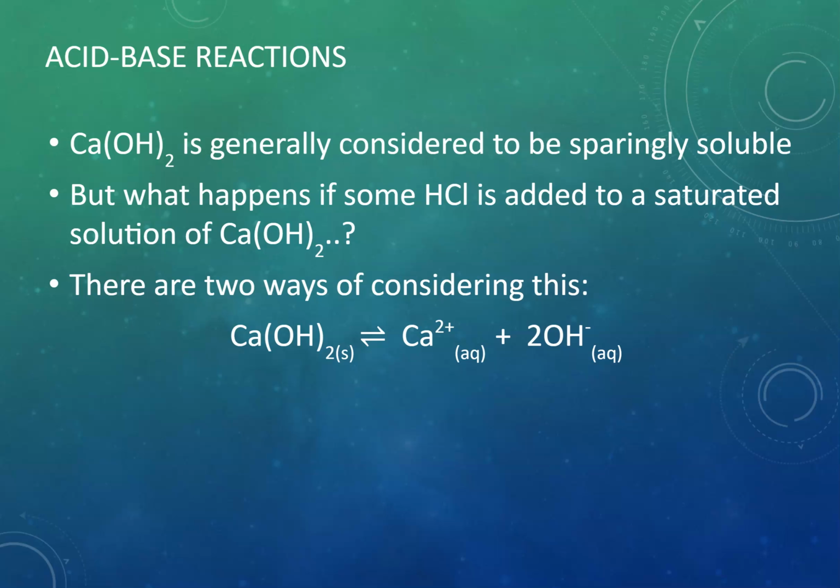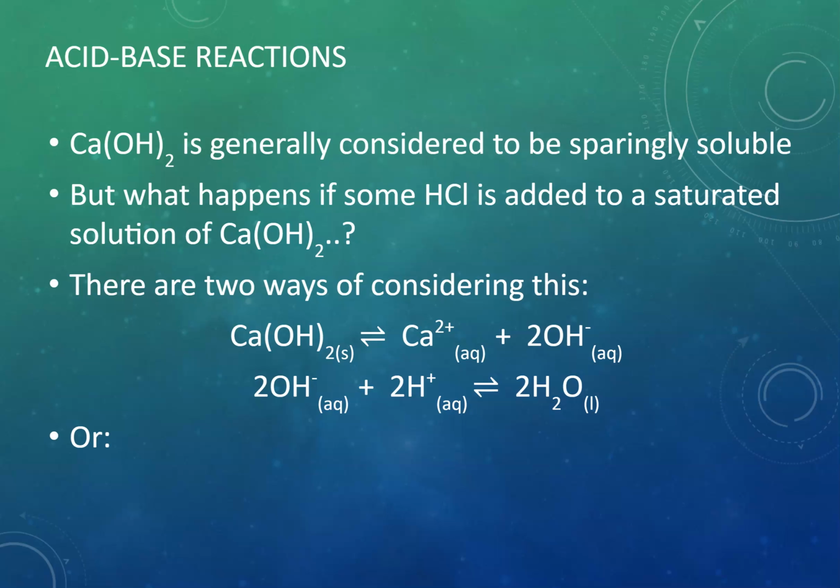So if the calcium hydroxide is in equilibrium with calcium and hydroxide, when we add some hydrogen ions from our HCl, remember HCl is a strong acid, then those hydrogen ions will react with the hydroxide ions, forming water. This is going to have the effect of reducing the concentration of hydroxide in the first equilibrium reaction. That then is going to cause more calcium hydroxide to dissolve to replace the hydroxide ions that have been removed, which is going to have the effect of increasing the solubility of calcium hydroxide.